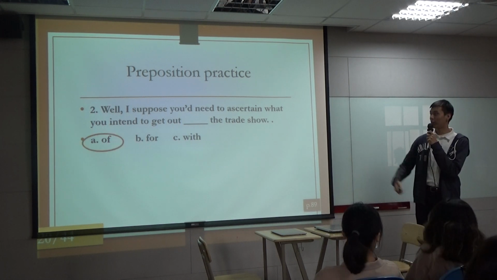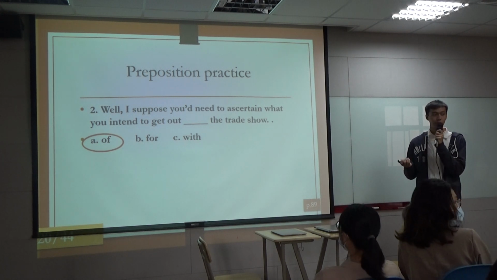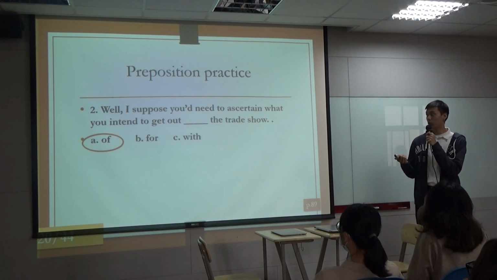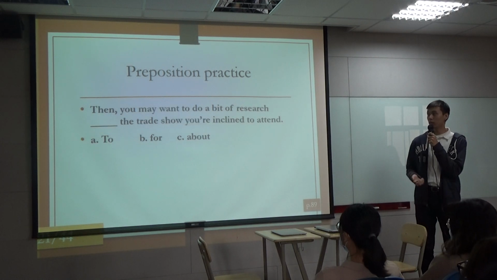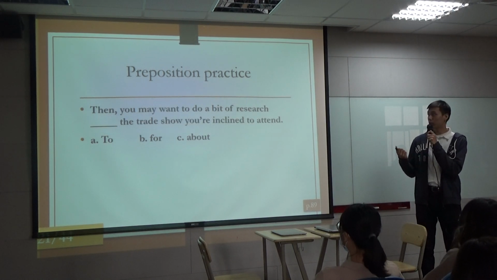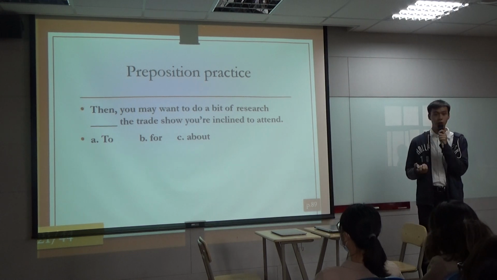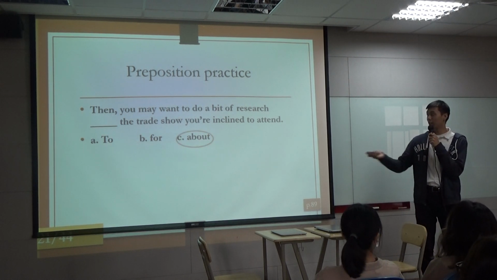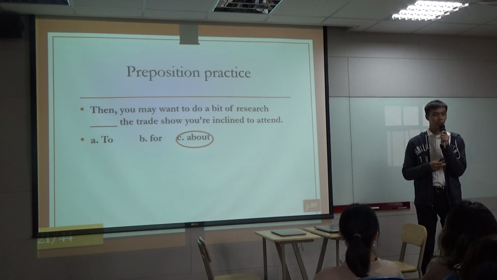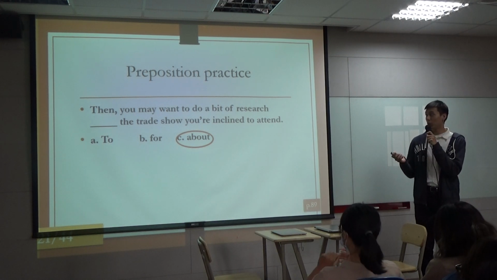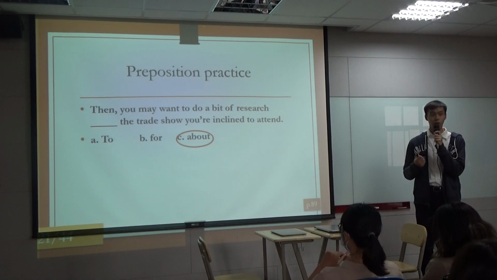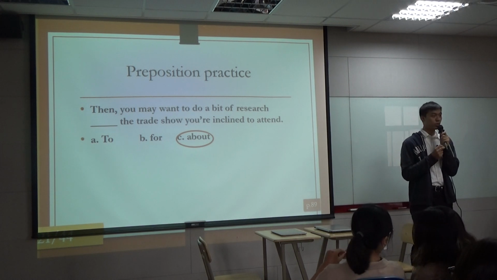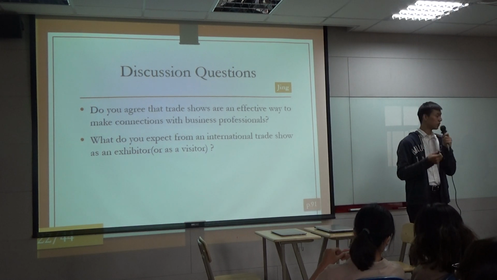Please repeat the sentence again. Well, I suppose you need to ascertain what you intend to get out of the trade show. And third, then you may want to do a bit of research about the trade show you are inclined to attend. Who knows the answer? Jim. About. Yeah, about. Please repeat the sentence again. Then you may want to do a bit of research about the trade show you're inclined to attend. So this is the end of the preposition practice. I look forward to Jun introducing the discussion questions.